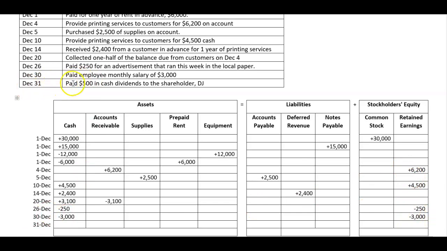And December 31st, paid $500 in cash dividends to the shareholder. Sometimes the company will pay part of the earnings out to the owner. That's called a dividend. Dividends are not expenses to our company, but they do reduce our equity. So paid, again, would indicate cash, so our cash is going to go down. And then also our equity is going to go down. Dividends are part of retained earnings, and as you pay out your earnings, your actual equity is reduced.